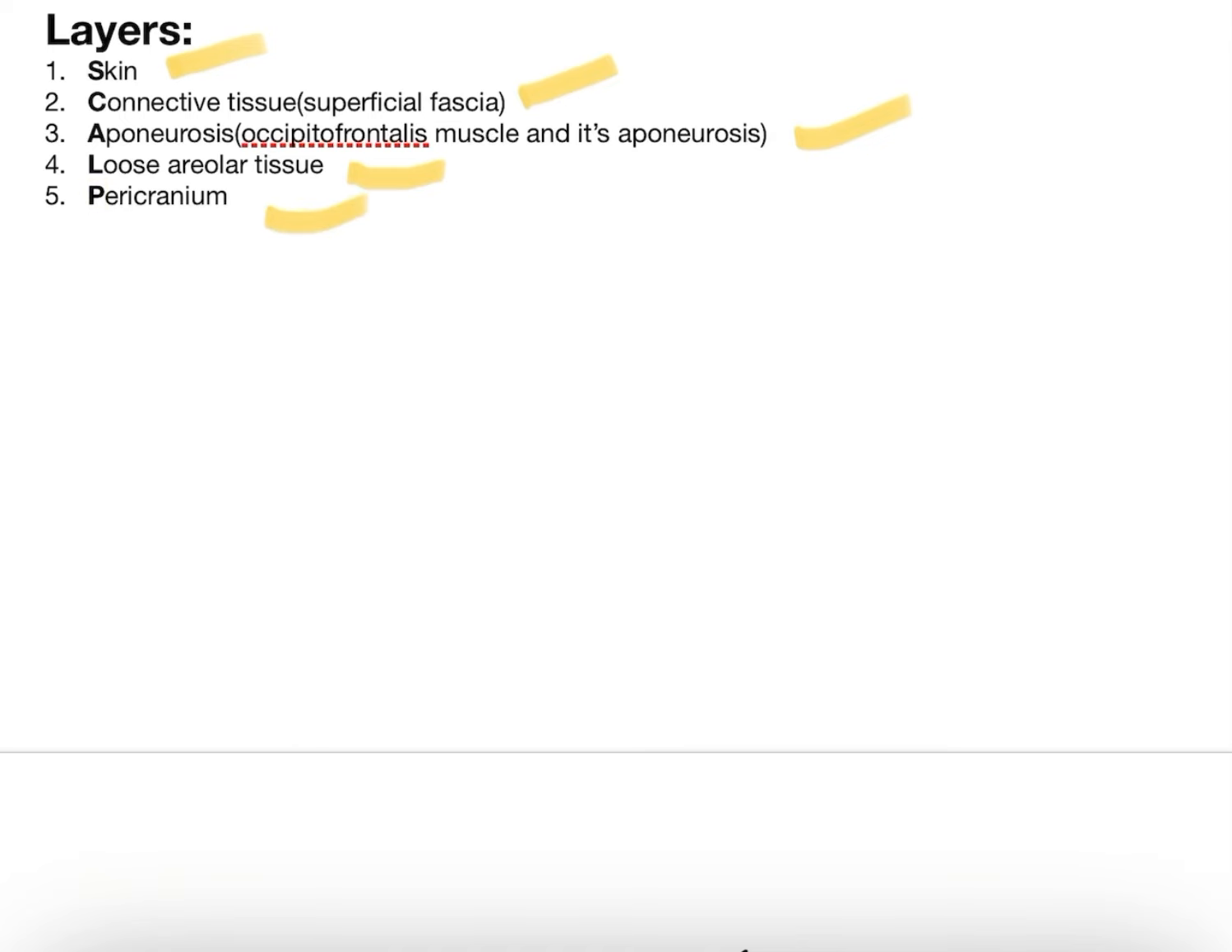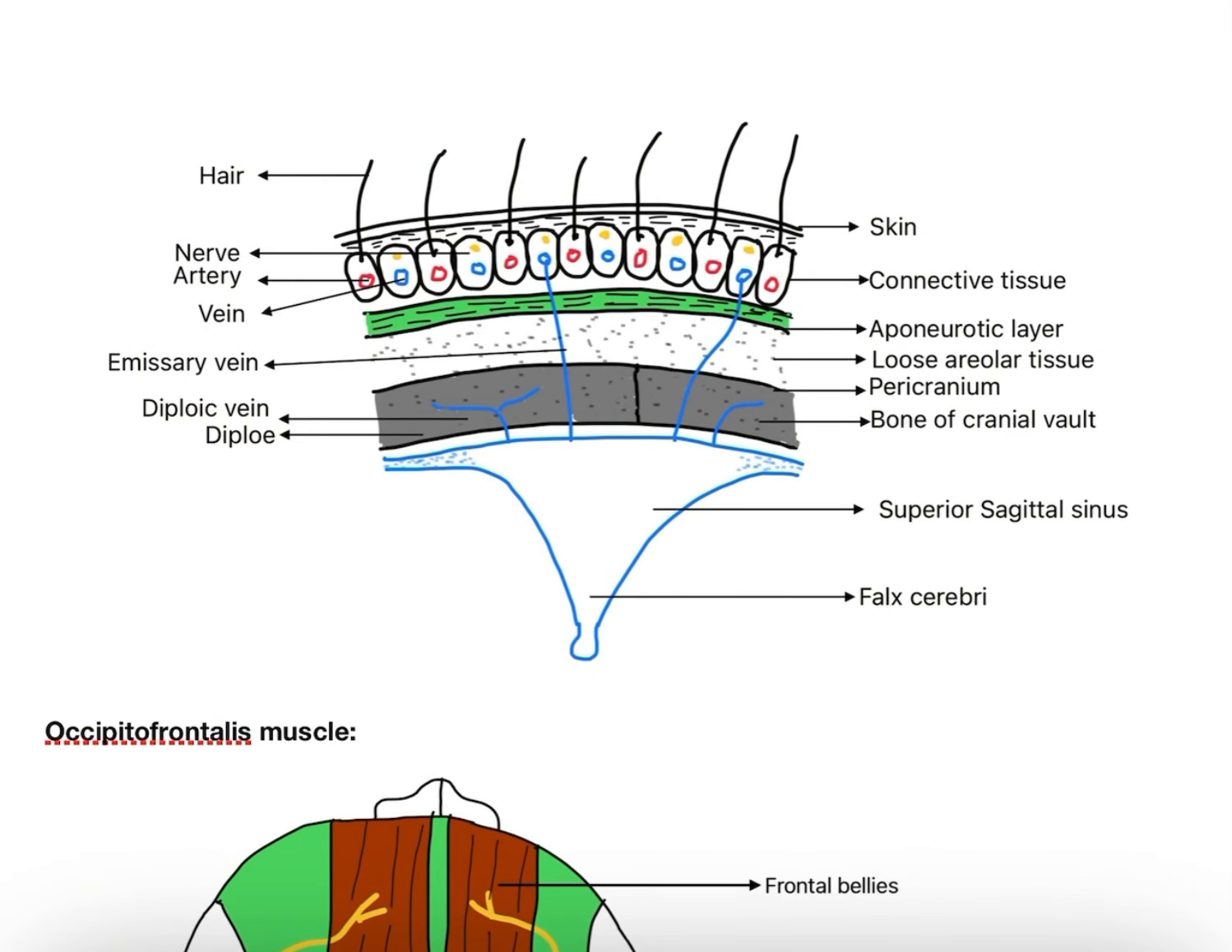Let's see the diagram of scalp. In the layers of the scalp, first of all skin, next connective tissue, next aponeurosis, loose areolar tissue, pericranium. These are the layers of the scalp. Below the pericranium, there is bone. This is the bone, and below it there are sinuses. After that, the brain is present, with the meninges and the layers of the brain.